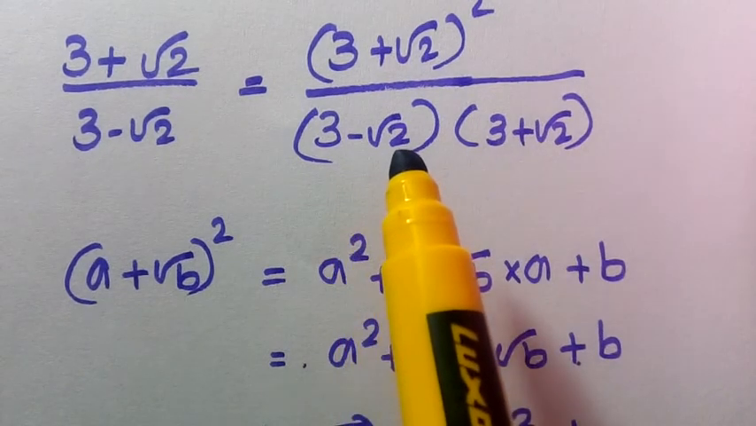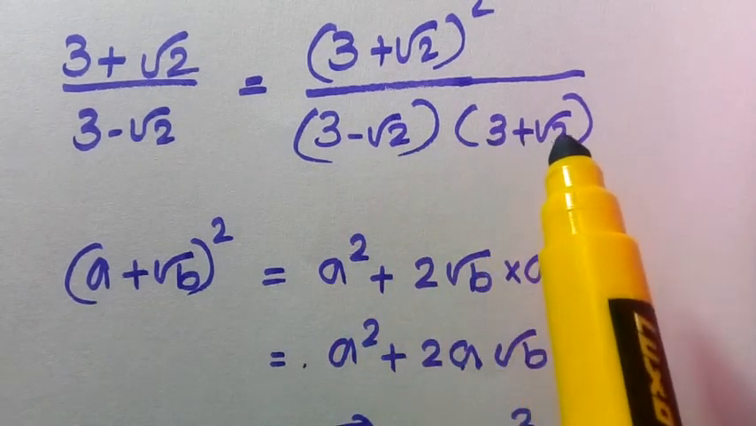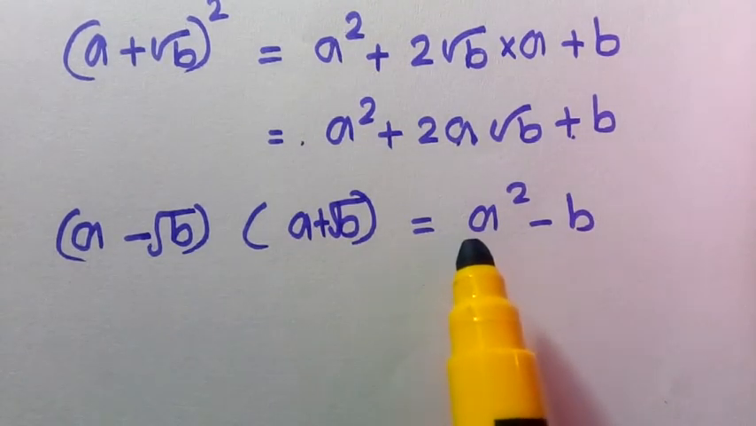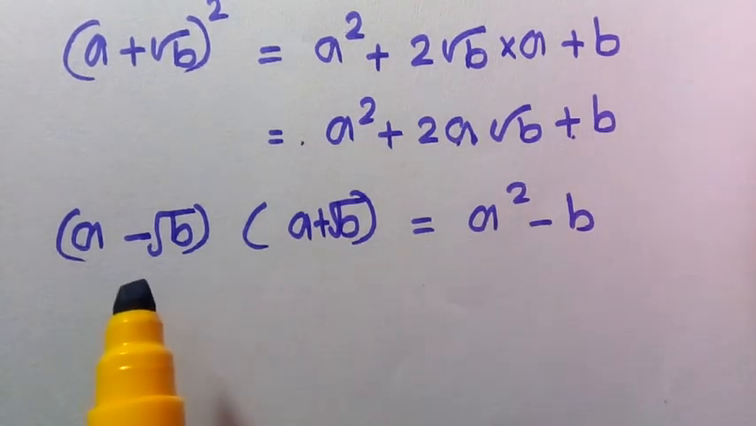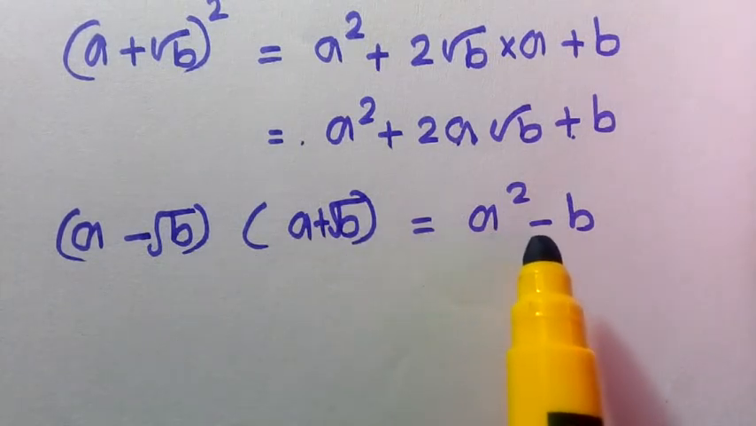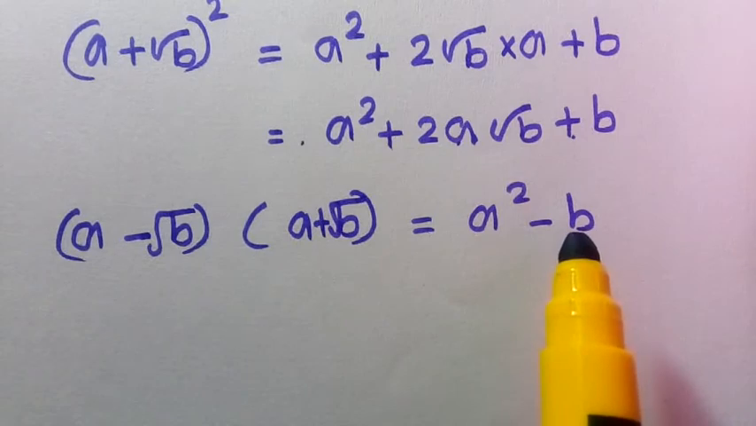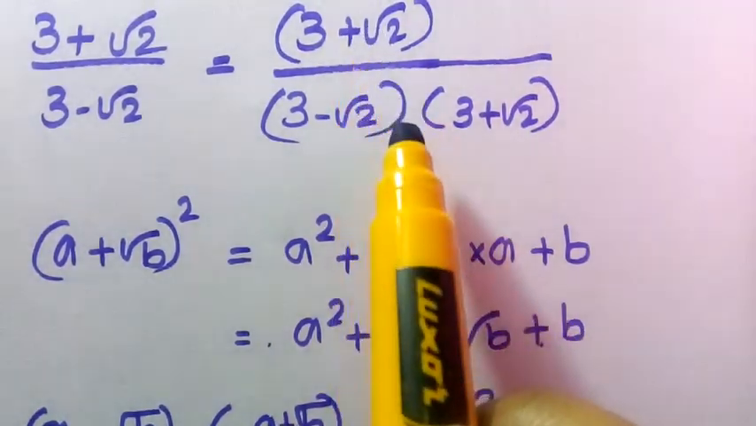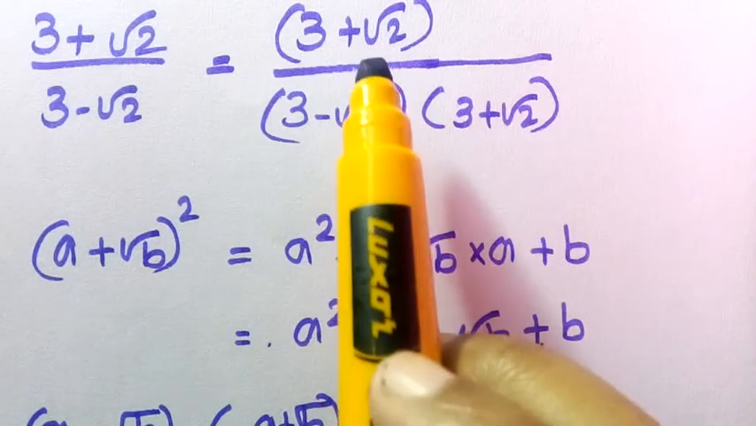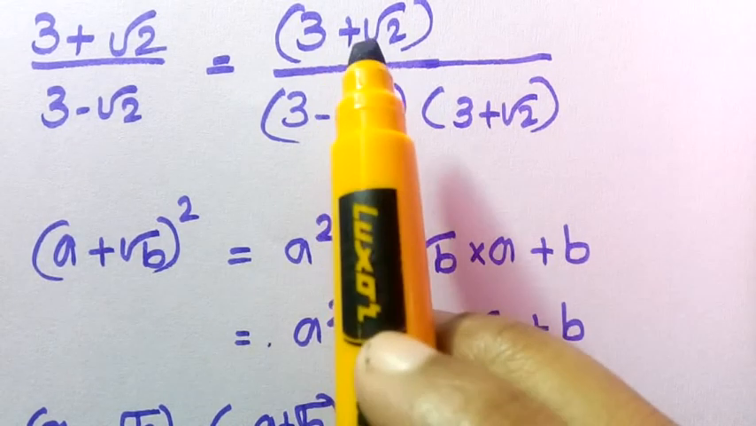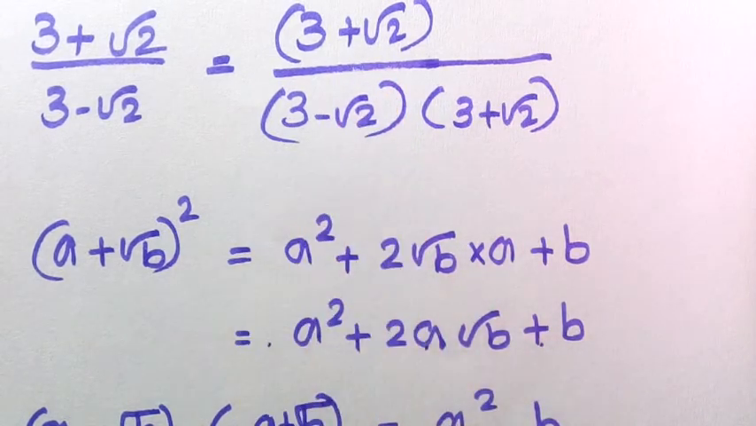(a minus root b) into (a plus root b). What is the identity? (a minus root b) into (a plus root b) is equal to a square minus b. So both the numerator and denominator are like an identity. Using the identity, now we are going to solve the numerator and denominator.